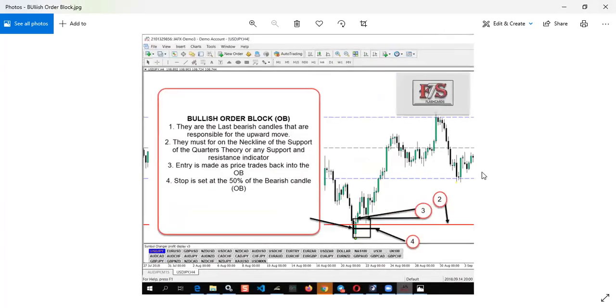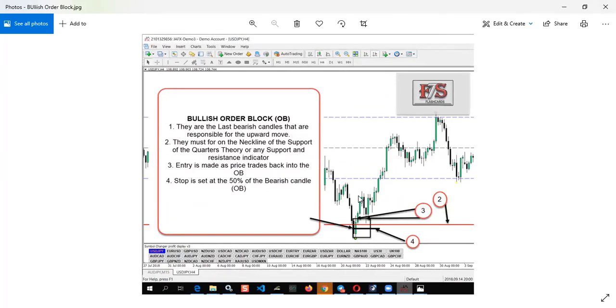Okay, now look at this. Now we've talked about the bearish order block, right? Yeah. So now we're talking about the bullish order block. It's just the same concept, but reversed. It's the opposite side of it. Let me define it. The bullish order block is the last bearish candle, the last downward candle that is responsible for the upward move, right?